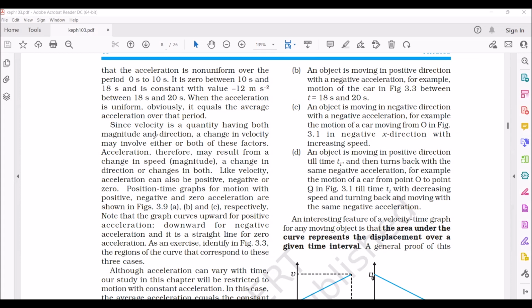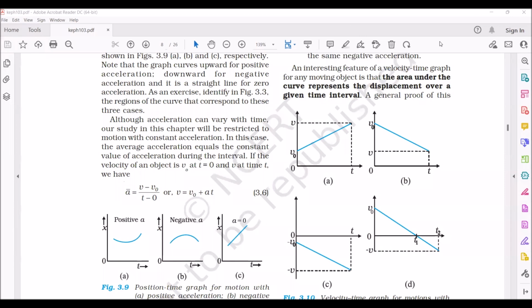As velocity is a vector, it can be positive, negative, or zero. Similarly, acceleration can also be positive, negative, or zero. Even though acceleration can vary with time, in this chapter we restrict ourselves to constant acceleration. So whenever we speak about acceleration in this chapter, it is constant.